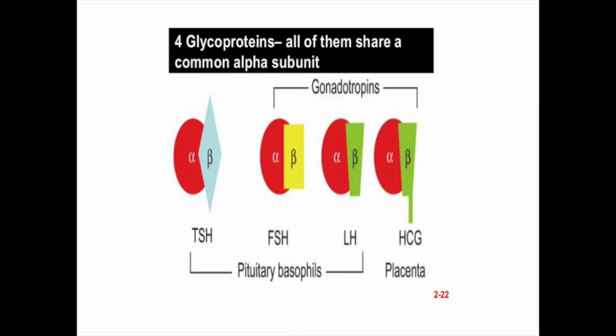In this slide, I want to show you the similarities between different glycoproteins. These glycoproteins, all of them, share a common alpha subunit. TSH shares a common alpha subunit with FSH, with LH, and with the human chorionic gonadotrophin.